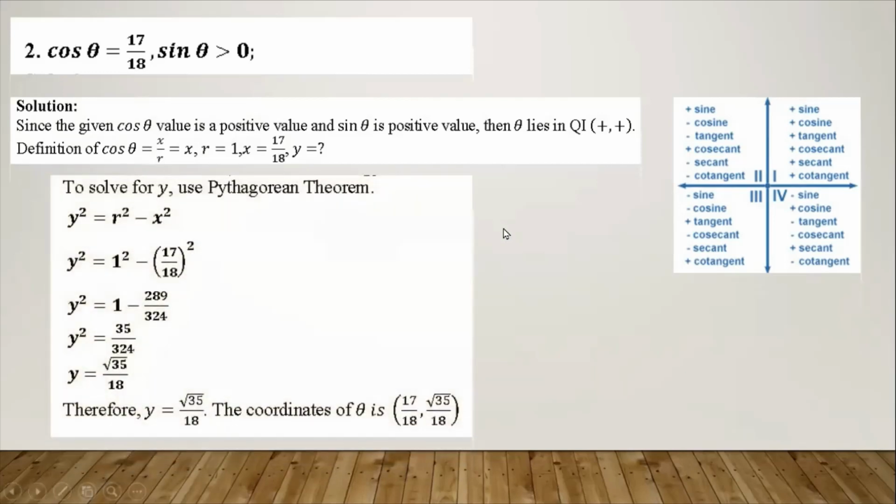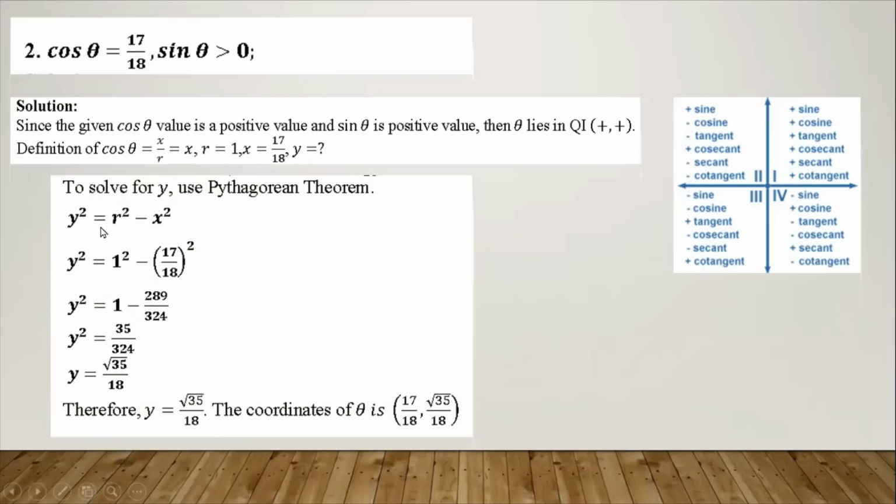To solve for y, again, we use the Pythagorean theorem. If you are wondering why we are using the Pythagorean theorem, yes, because it is the most applicable theorem in finding the other variable. Since we are integrating the unit circle here, and in the unit circle, we use the Pythagorean theorem also for solving the other value. So we solve for the value of y.